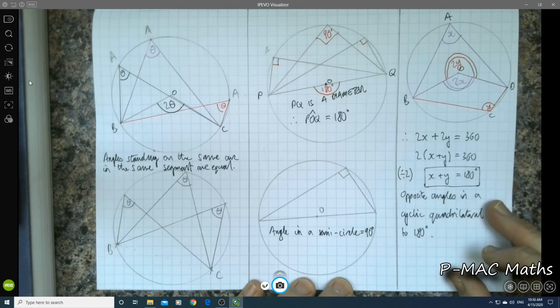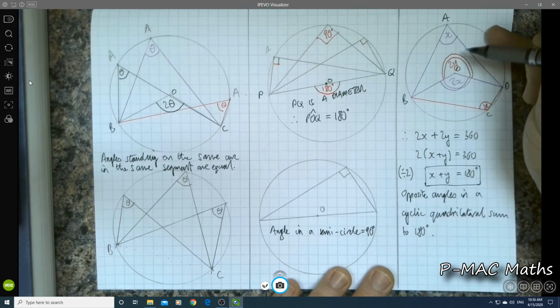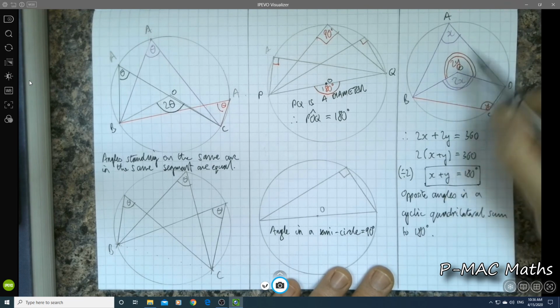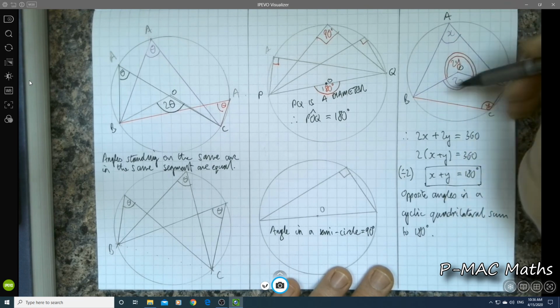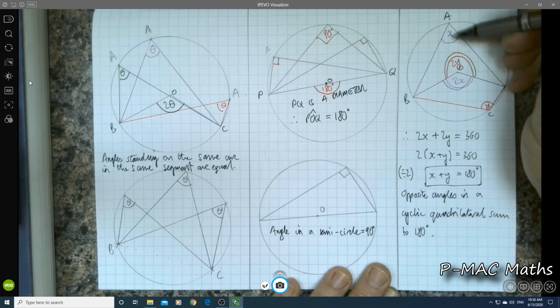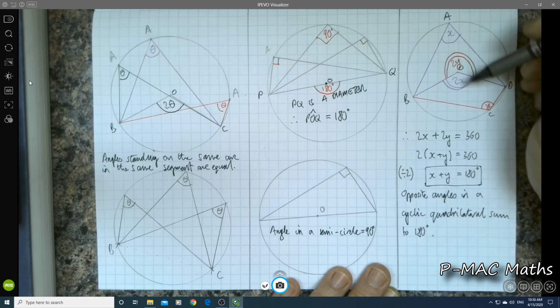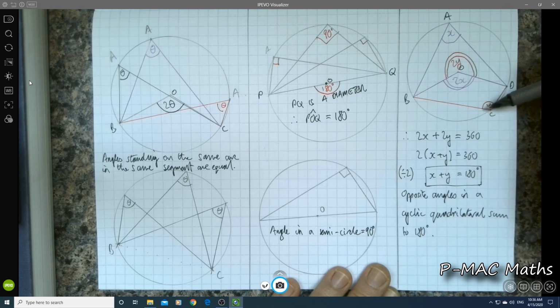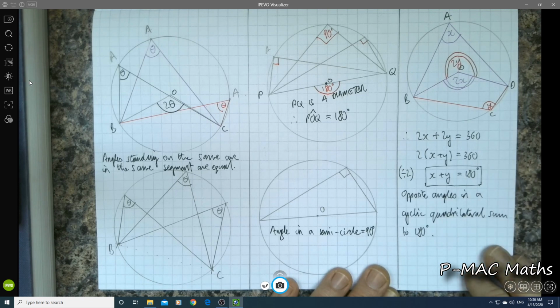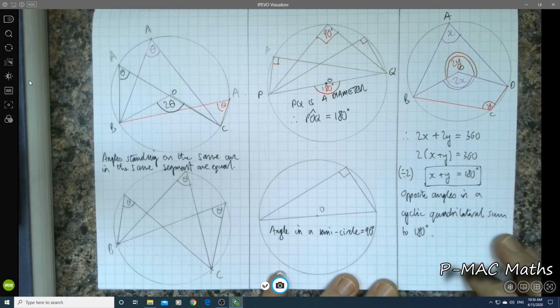And then the third variation of this was to basically look at a cyclic quadrilateral and then look at the angle at the centre and how it related to the angle at the circumference relatively in each case, and from that we deduced that the opposite angles in a cyclic quadrilateral sum to 180 degrees. And I think that covers most of the circle theorems that you'll need at this stage.